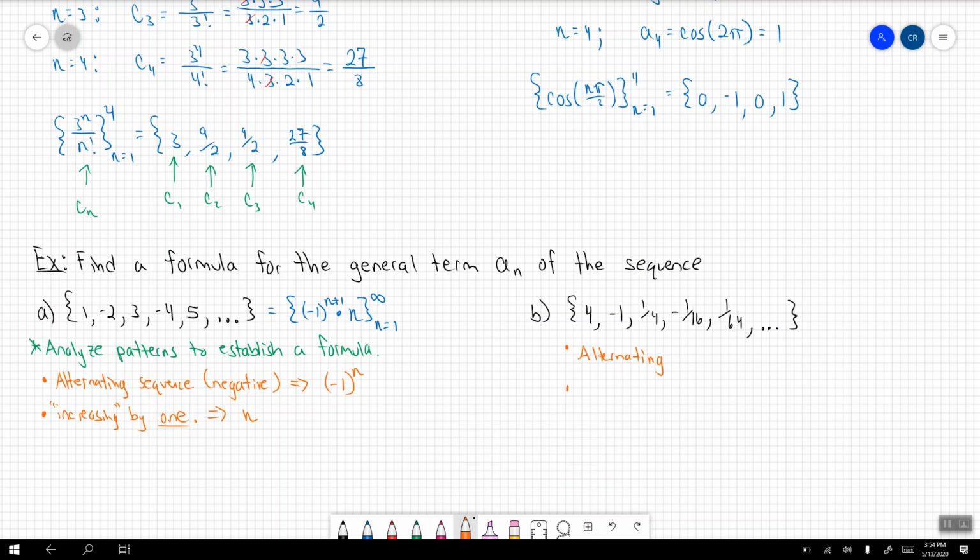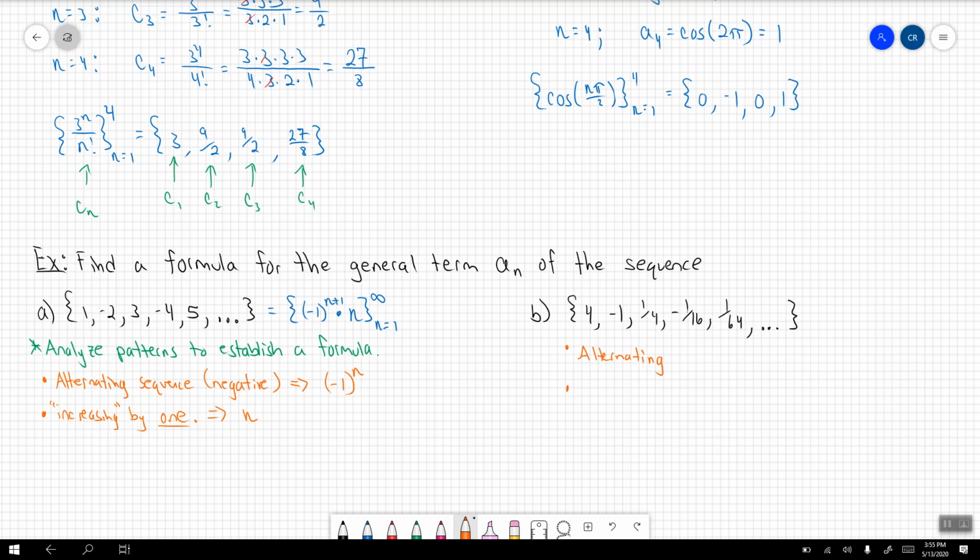Let's see. I see a 4, I see a 1, so there's not much happening there, but then I see a 1/4, 1/16, and 1/64. Notice, as soon as I find out that they're alternating, I automatically cut out the negative values, and I just start looking at the individual numerical portion. So I look at 4, 1, 1/4, 1/16, and 1/64. Typically, the first two don't give me much to go on, but the last three terms actually give me a lot to go on.